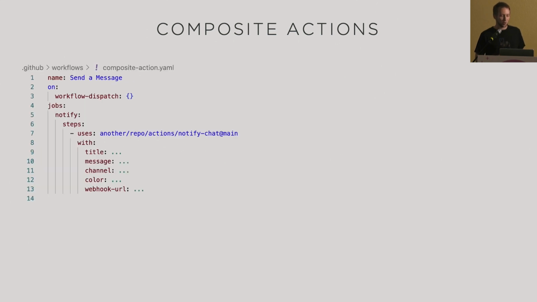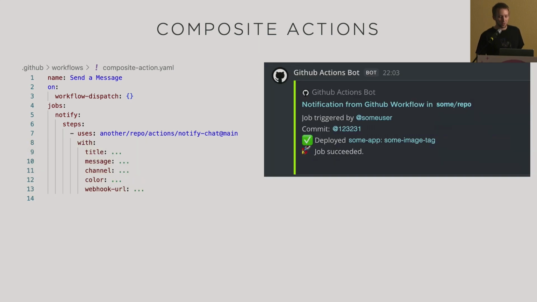Here's an example where we're using a composite action to send a message to our internal chat server. On line 7 here, we're using the uses keyword to reference this notify chat action. Then we're passing in some input parameters like the title, message, channel, and so on. The result is a nicely formatted message that lands in our chat server. You can imagine that this is useful in a lot of different jobs, so it's very nice to have it packaged up as a composite action that you can use anywhere you need.